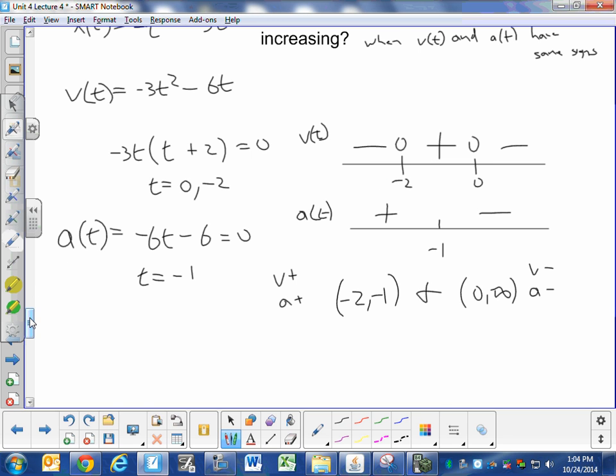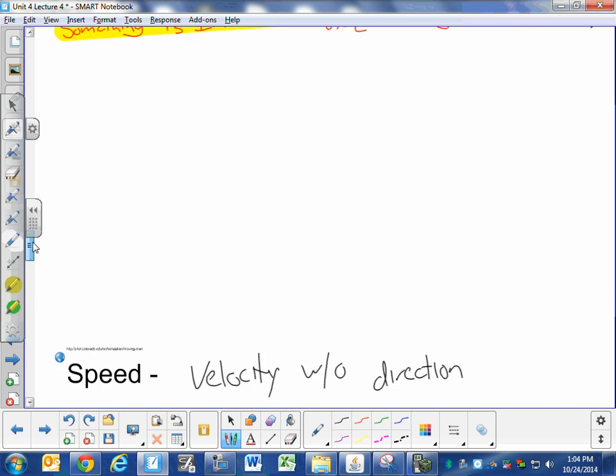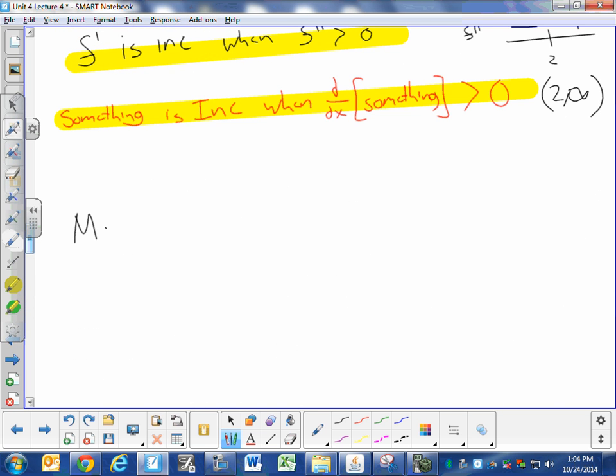Now this is also important to write down in your notes. When is something moving to the left? We have 3 minutes still, so let's make sure we have this. Velocity is negative. Very good. Moving to the left if velocity is negative.